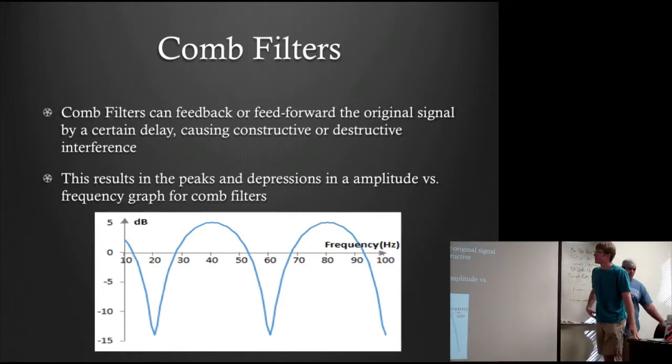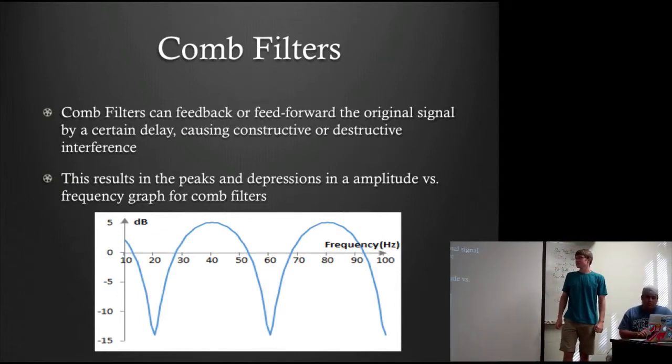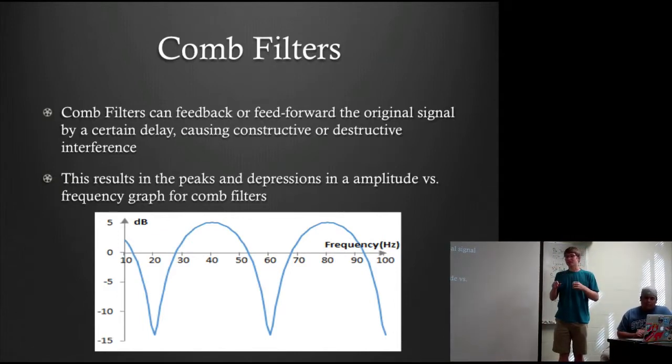So comb filters come in two varieties. There's a type that has a delay line, and you can either feed back the signal or feed forward the original signal by a certain delay. And what that does is cause destructive or constructive interference in the sound, resulting in the extreme peaks and depressions that you'd see in the amplitude versus frequency graph right there.